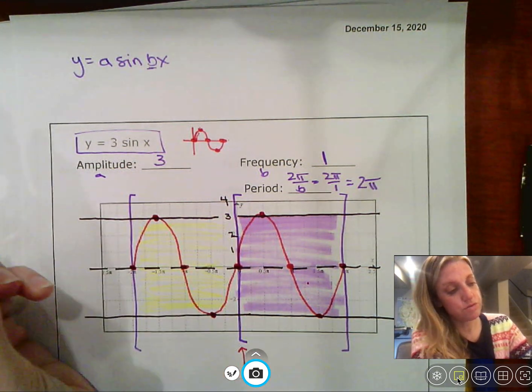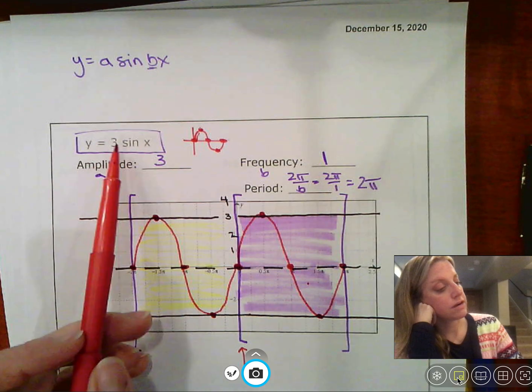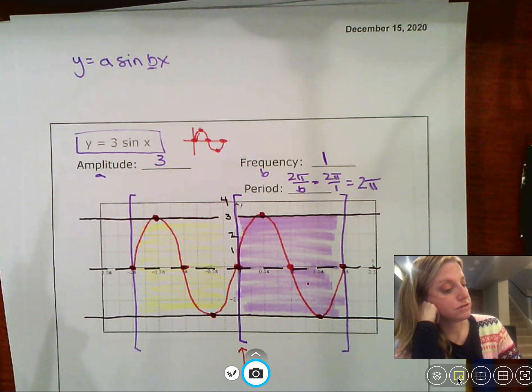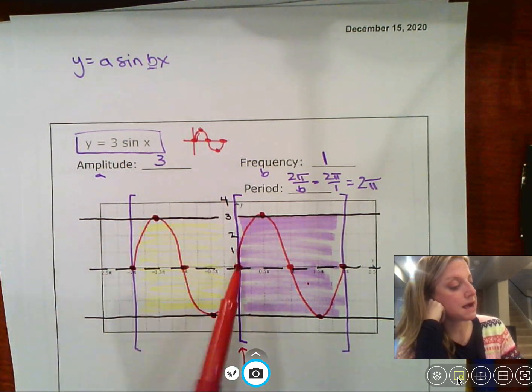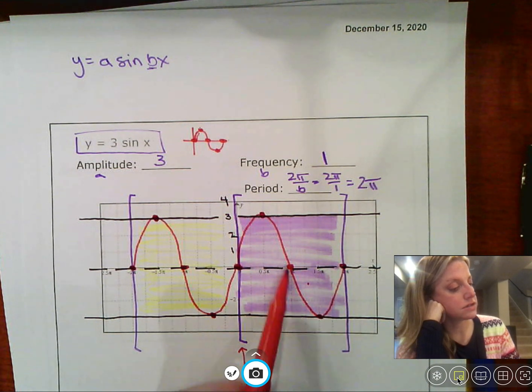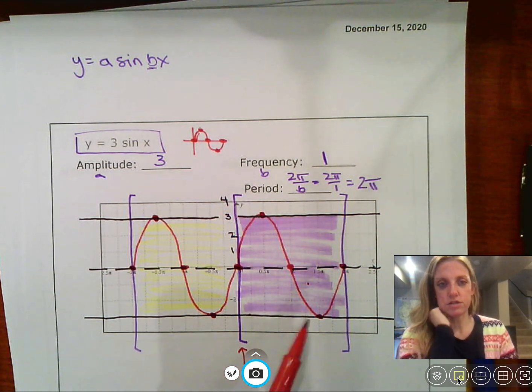So there are 2 cycles of our graph, a sine graph with an amplitude of 3, a period of 2 pi, a frequency of 1, because we only see 1 cycle through in 2 pi.